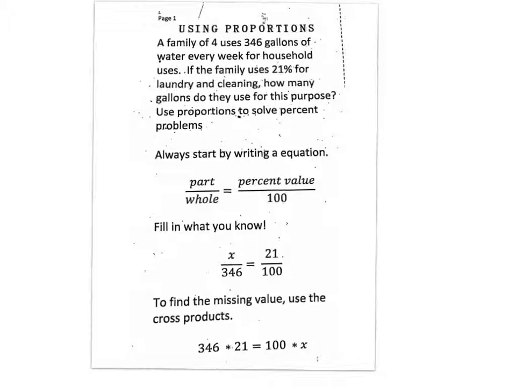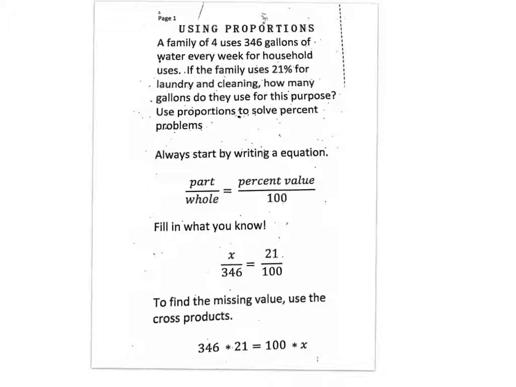It says a family of 4 uses 343 gallons of water every week for household uses. If the family uses 21% for laundry and cleaning, how many gallons do they use for this purpose? We're going to use proportions, kind of like the one-wazen chart that we did, to solve this percent problem. So we're going to start by writing an equation.